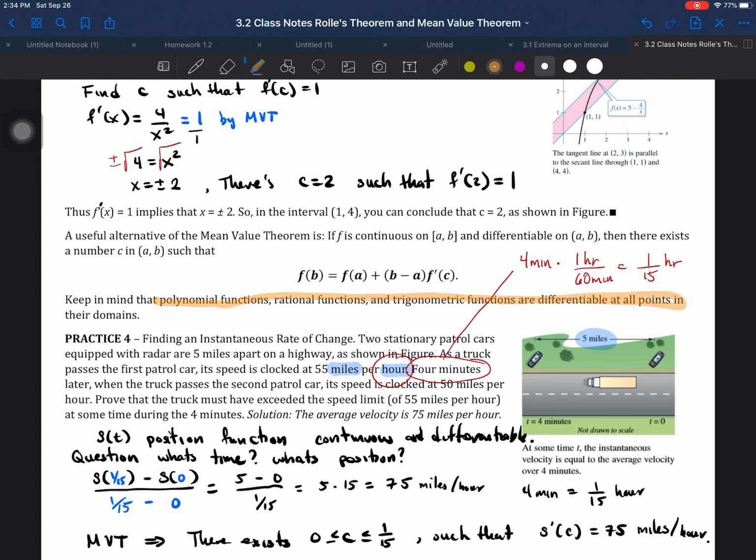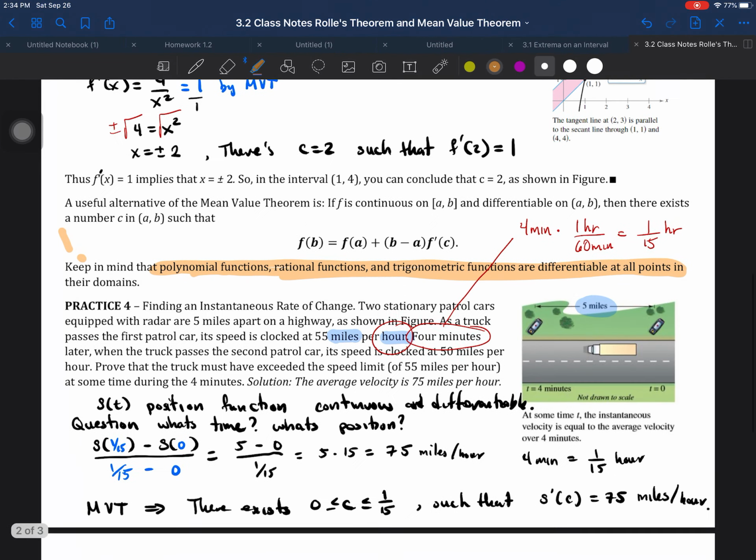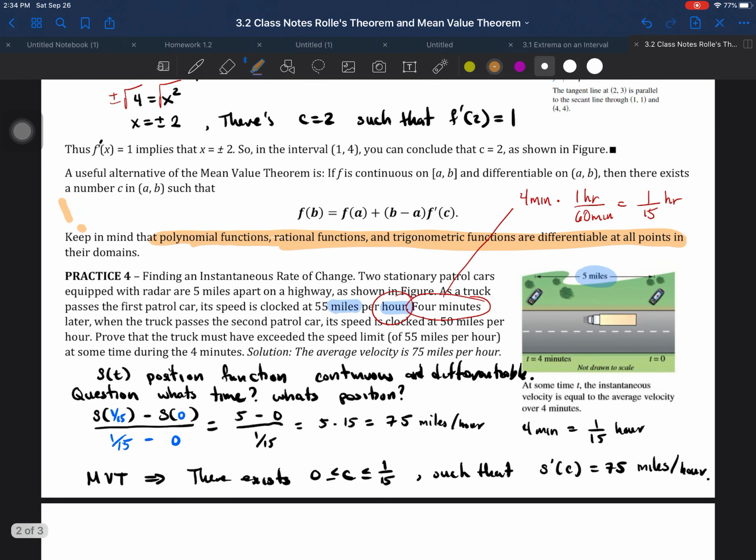If you guys ever have trouble figuring out whether a function is differentiable, this is a reminder. It's a great reminder. All right, so let's think about practice problem 4. Let's find an instantaneous rate of change. Remember, instantaneous rate of change means the velocity at that single moment.